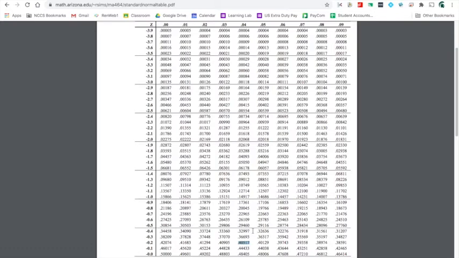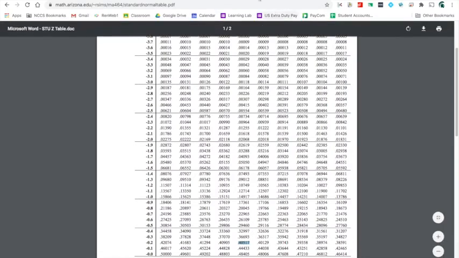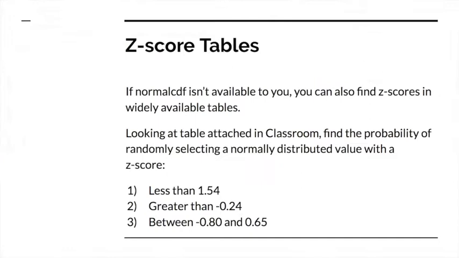Remember, we were asked about greater than, but our table can only give us less thans. So we have to do a little bit of math. 1 minus 0.40517 gives us a value of 0.59483. That's the probability of getting greater than negative 0.24.